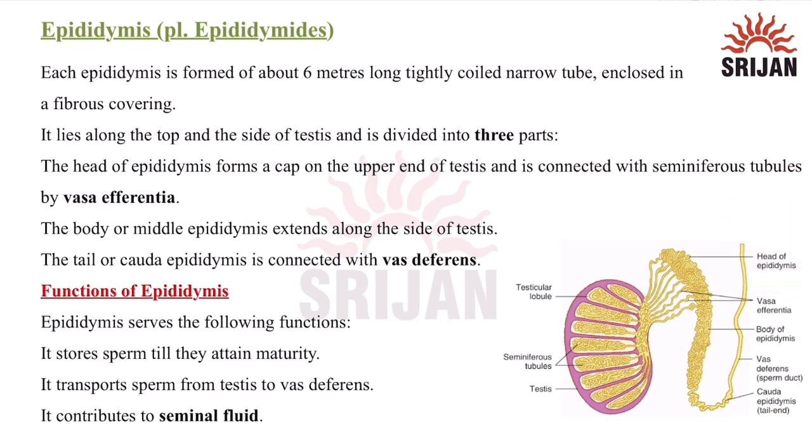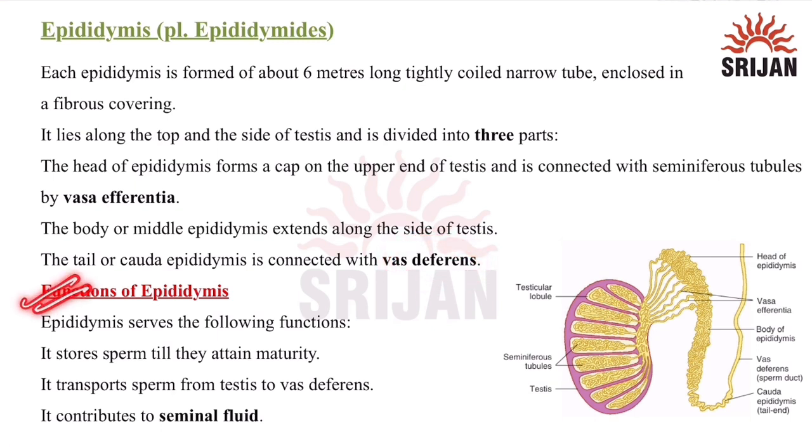Now, the head of the epididymis forms a cap on the upper end of the testis and is connected with the seminiferous tubules via vas efferens or vasa efferentia. The body or middle epididymis extends along the side of the testis like this. The tail or cauda epididymis is connected via vas deferens, which is also known as sperm duct.